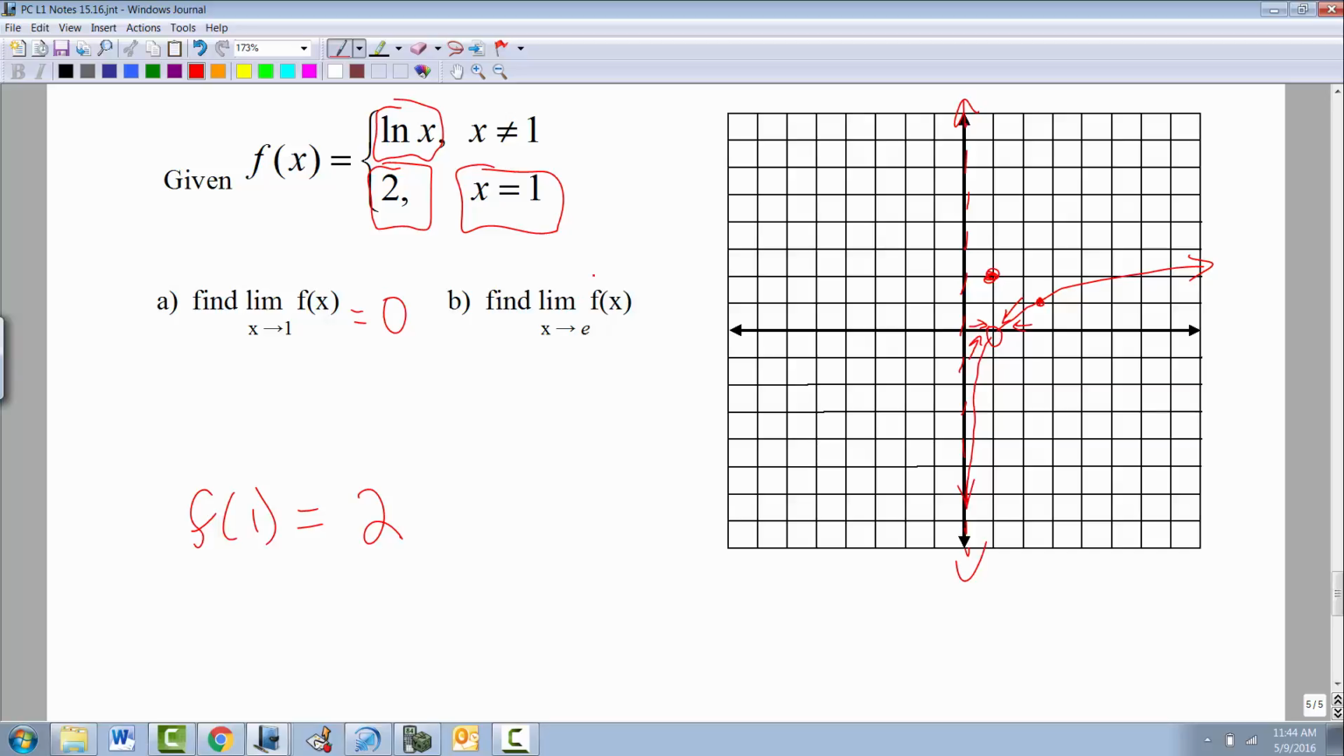And then this is why I said this. What's the limit of f of x as x approaches e? Here's e. As I approach e from the left and from the right, what y value are you approaching? 1.